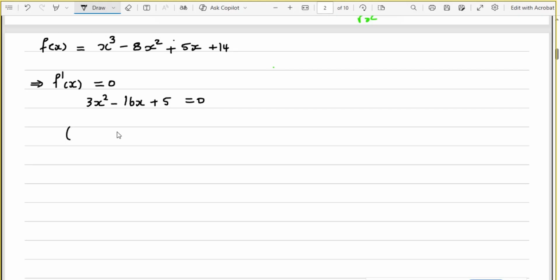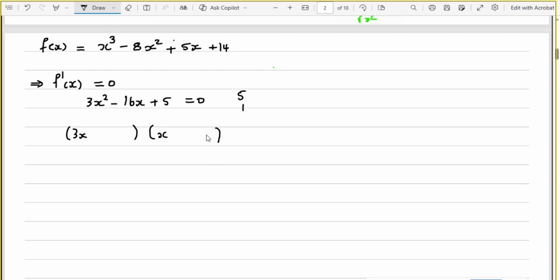Then now you factorize. This will be 3x, this will be x. Then we need to have the factors of 5, so that when we add or subtract them, they give us the middle term of that, the 16. So this is 5 and 1.